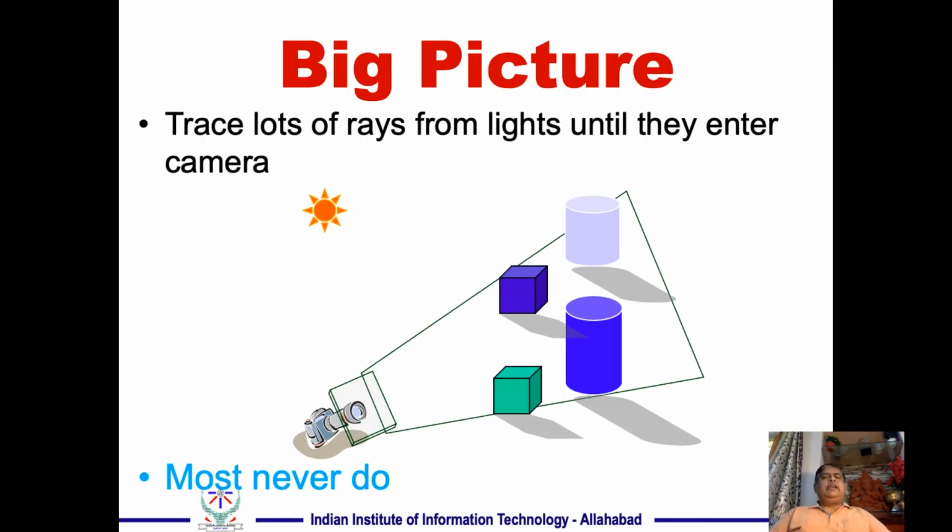The big picture: trace a lot of rays of light until they enter the camera. And we know most of them never do. So, therefore, we have seen the better way is to start from the camera and the light source, where the light rays or the ray tracing which takes us to a particular light source is retained while the others are discarded.